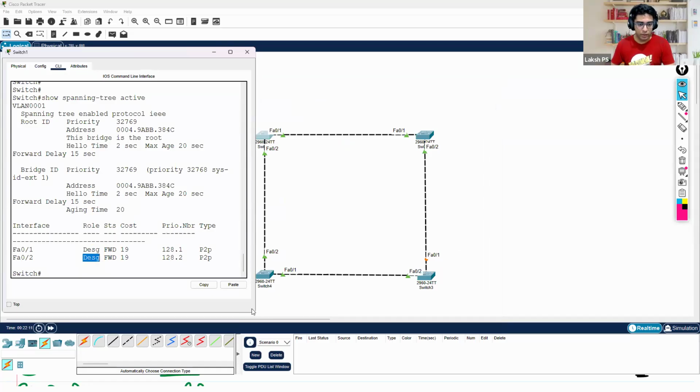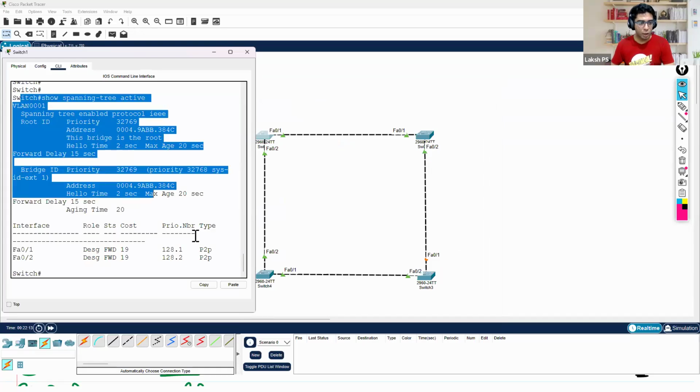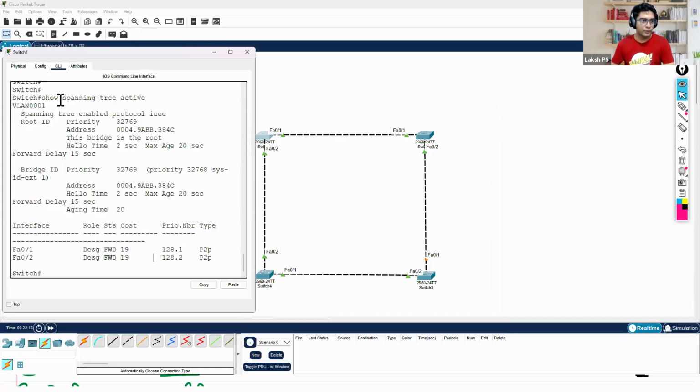Okay, now let's go back to our output over here. So when we do a show spanning tree active, it shows spanning tree active for VLAN number 1. That means I can have multiple spanning tree protocols running for different VLANs.